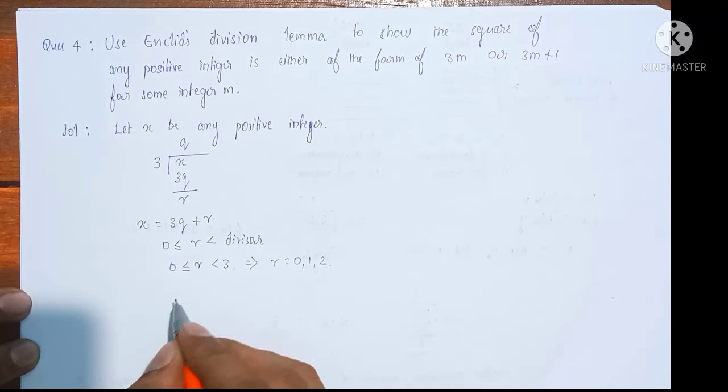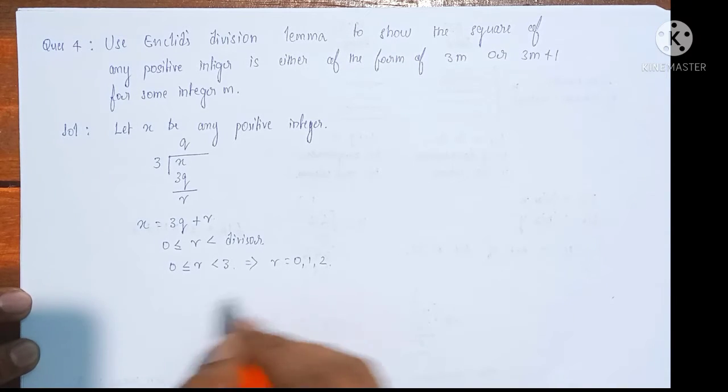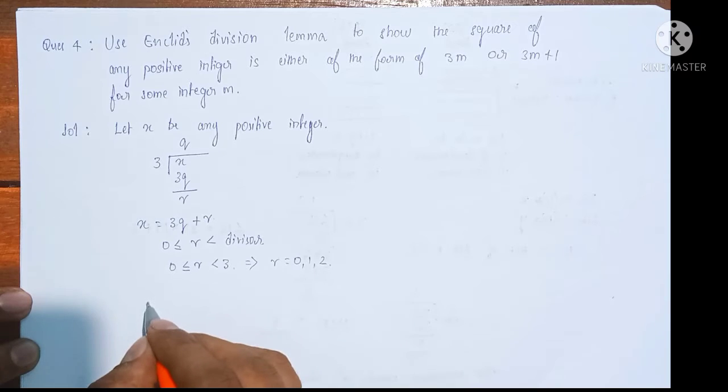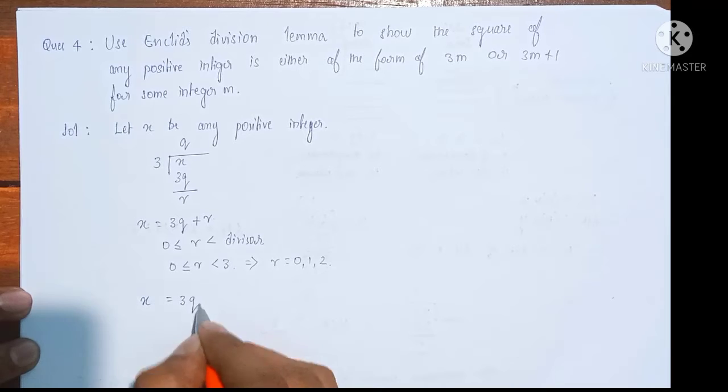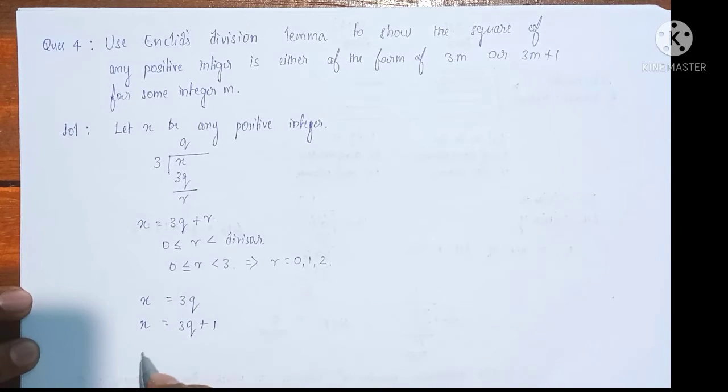Okay, so we can substitute the value of r for each of these values. So what can be the value of x? x can be 3q if r is equal to 0. x can be 3q plus 1 if r is equal to 1. x can be 3q plus 2 if r is equal to 2. So these are the 3 possible values of x.